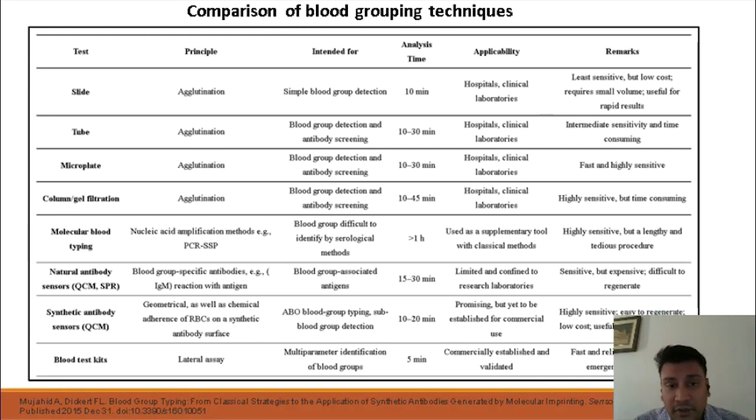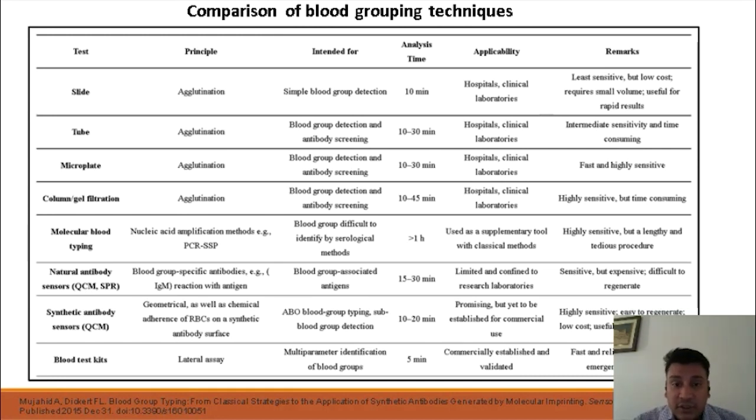The time taken for the slide method is usually not more than 10 minutes, usually 5 to 10 minutes we can do the procedure. Similarly, for the tube method, depending on the number of samples, it can range from 10 to 30 minutes. Microplate throughput is very high, so a large number of samples can be finished within 10 to 30 minutes. And similarly for column, whether it's an automated or manual technology, we can do both, but it usually takes 10 to 45 minutes depending on the sample load for grouping.